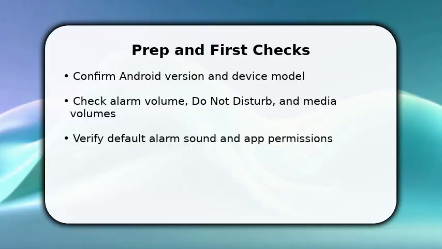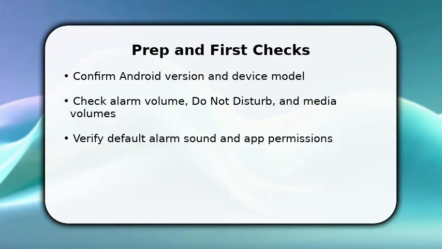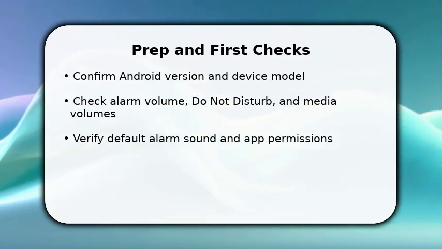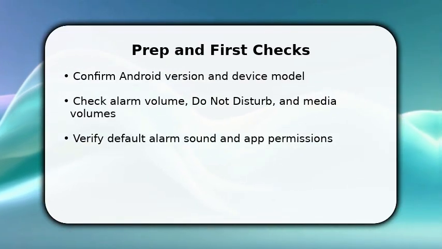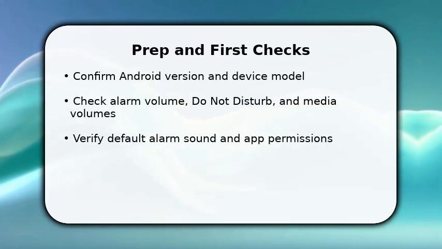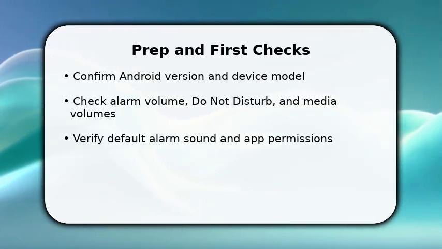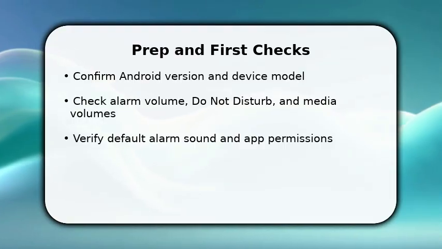Enjoy the video. You'll start by confirming your device model and Android version so you know available options and menu names. Next, open Settings and check alarm and media volume levels. Make sure Do Not Disturb isn't blocking alarms.